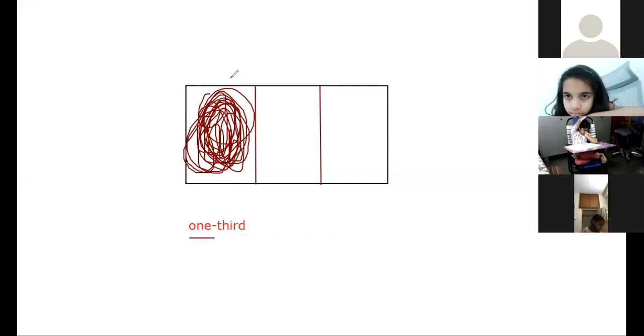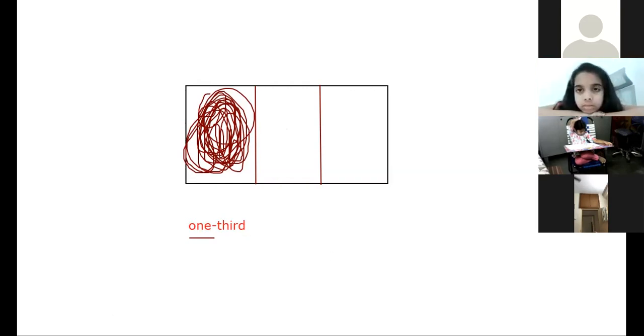If it is 1/4, then it means out of 4 you are talking about 1 part. Quarter means 1/4. 1/4 and quarter are the same thing. Then the next one was half. Half means out of 2, when you are talking about 1 part, that is known as half. Okay?